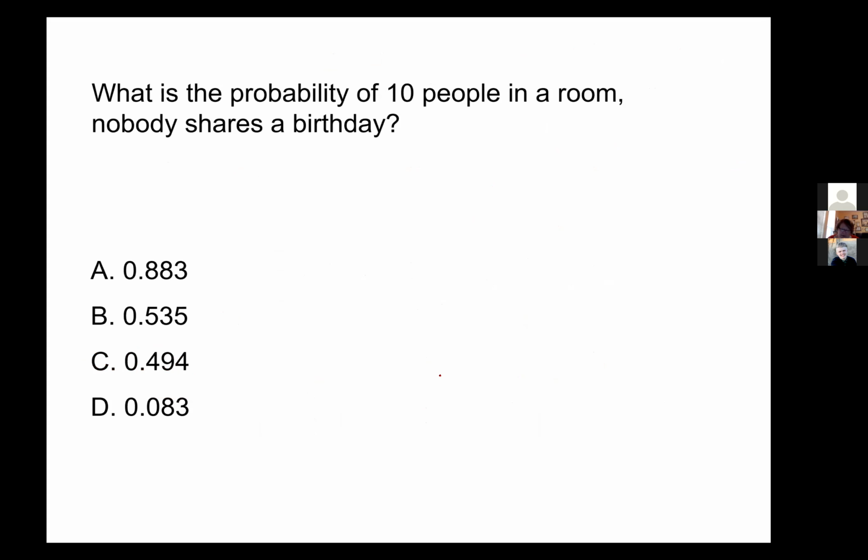Okay, what's the probability of 10 people in a room, nobody shares a birthday? This is actually a very similar problem to the first one we did, the one with the cards. If you pick one person out of 10, what's the probability that the first person has a different birthday? Well, it's 1. It's not till you look at the second person that you get a different probability.